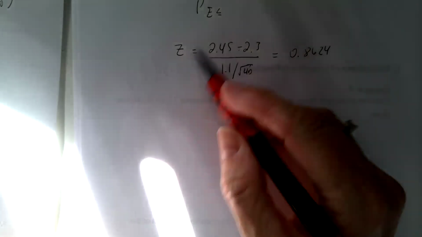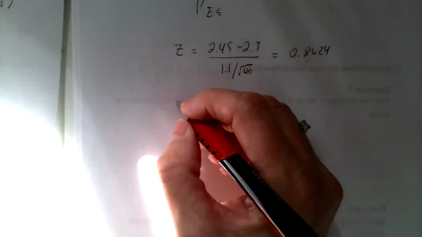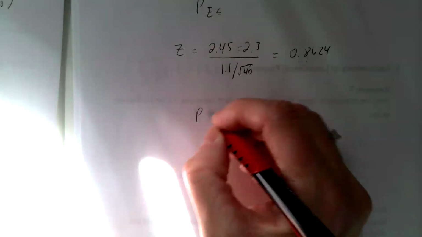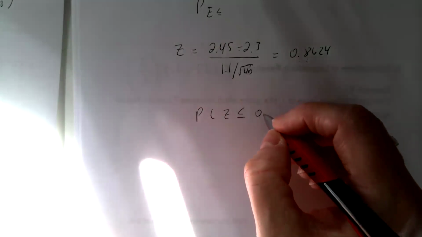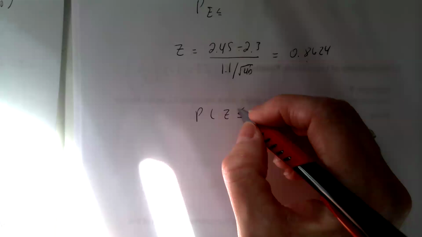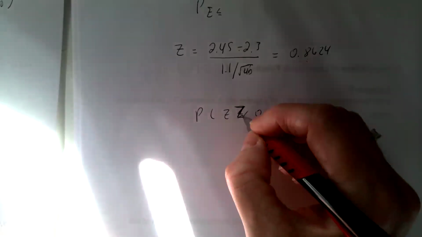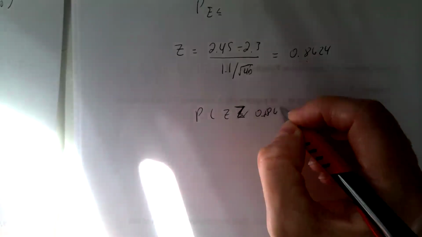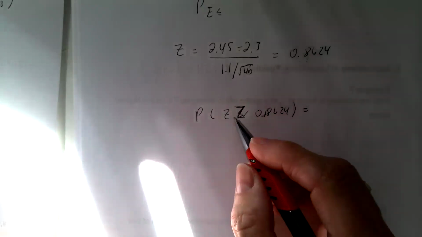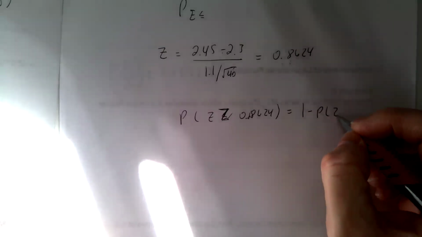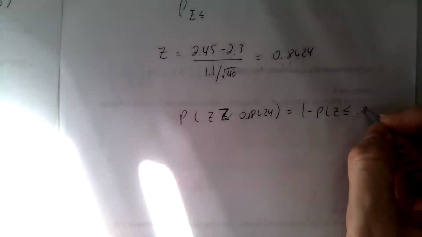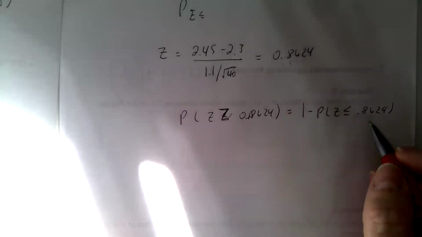0.8624. You can type this into ALEKS. Then once you find that, since we want the probability of Z being greater than or equal to 0.8624, it won't do a greater than or equal to in ALEKS. We have to do 1 minus the probability of Z being less than or equal to 0.8624. We have to use the complement for the way it works in ALEKS.